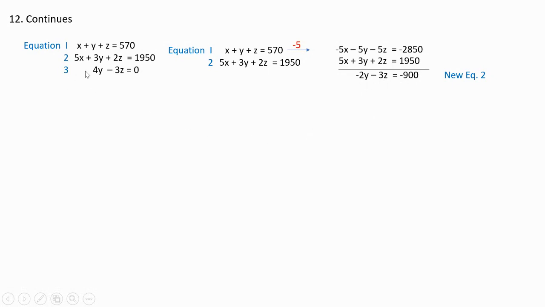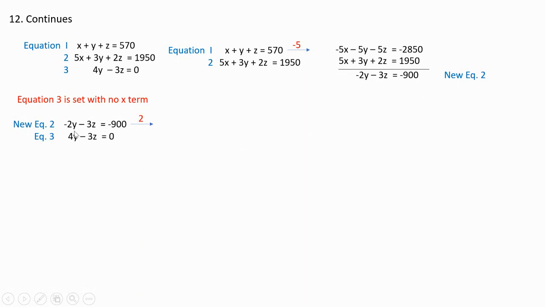If you notice on equation 3, we don't need to do that step because there's no x there. So we can skip that step, because there's no x term. So equation 3 will be the equation that I'm going to use. My new equation 2 is -2y minus 3z equals -900. And this is my equation 3: 4y minus 3z equals 0.